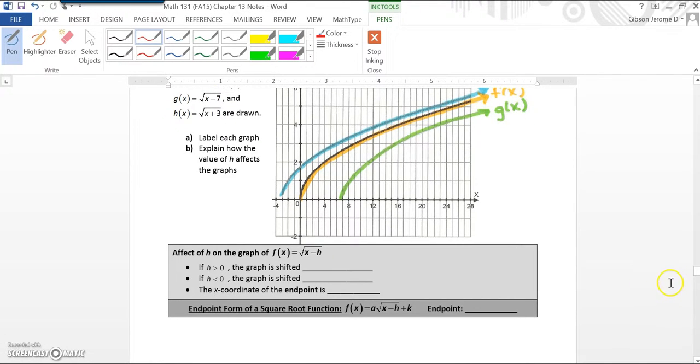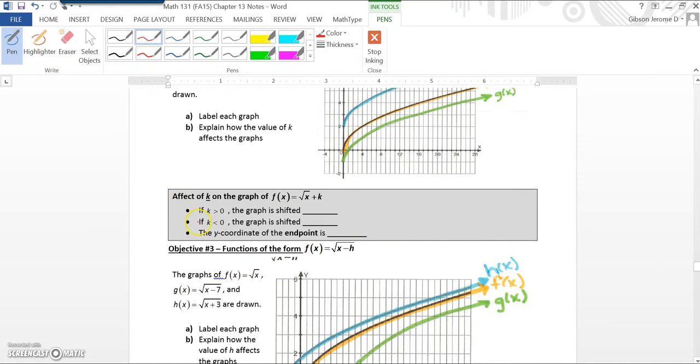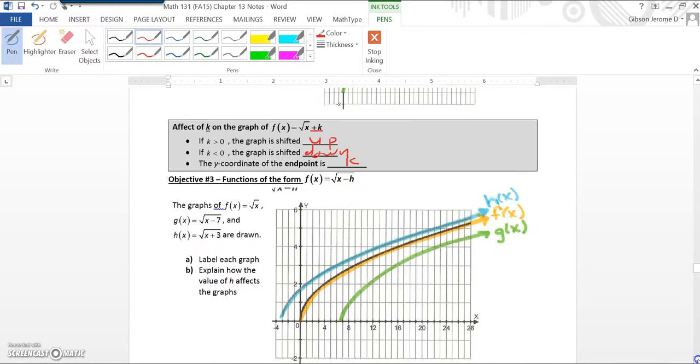So this is what we would do. We would come down here to this general rule. And it says if k is greater than 0, the graph is shifted up. If k is less than 0, then the graph is shifted down. Now it says the y-coordinate of the endpoint is k. Now, one thing we need to know, again, we know that k is the number that's going to be added or subtracted to the square root of x.